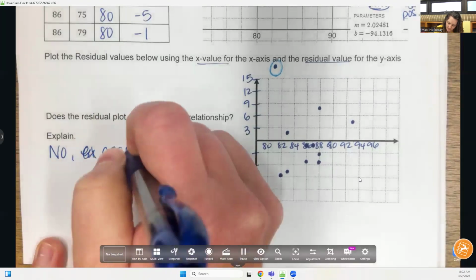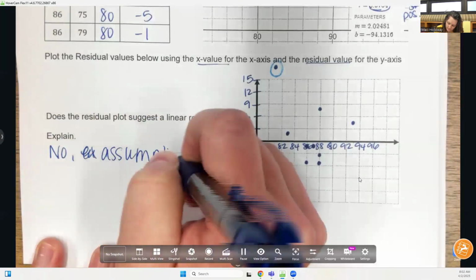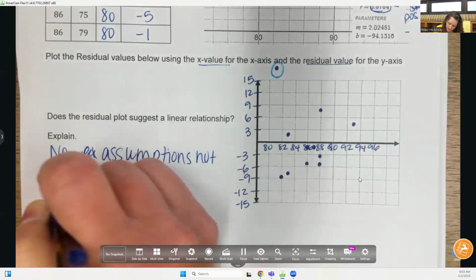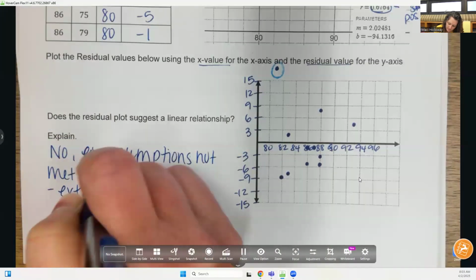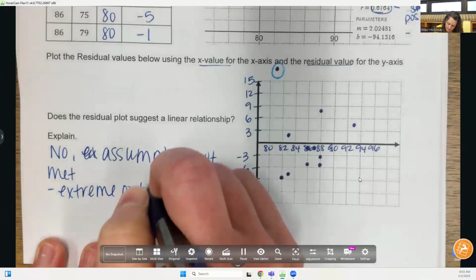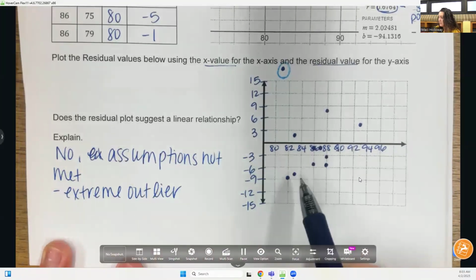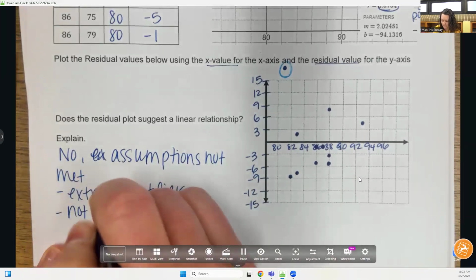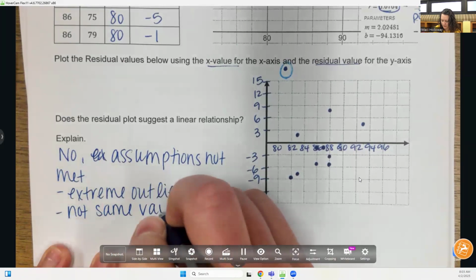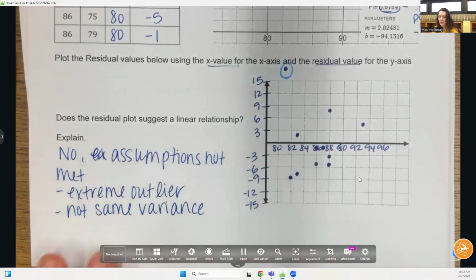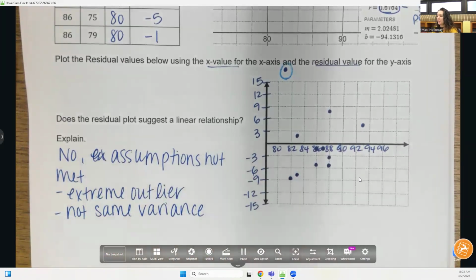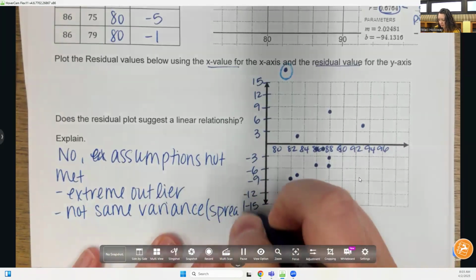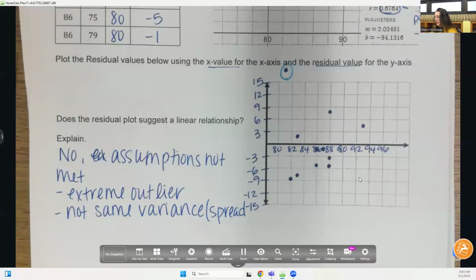Assumptions are not met. So there's an extreme outlier. And it doesn't meet the same variance. So remember, variance means change or distance, right? Or spread is probably a better word. So we'll use that instead. Spread. They're not equally spread apart.